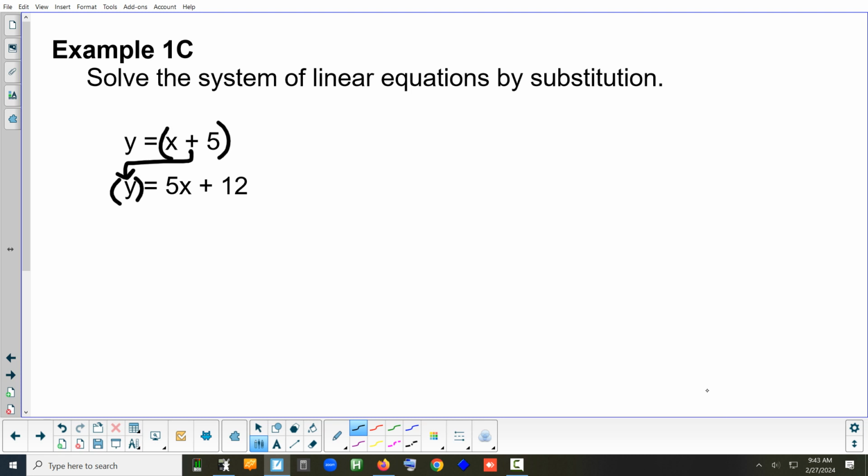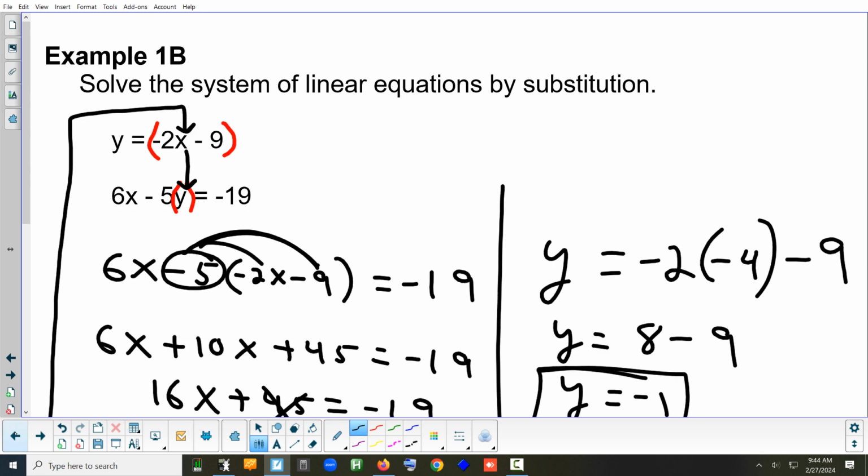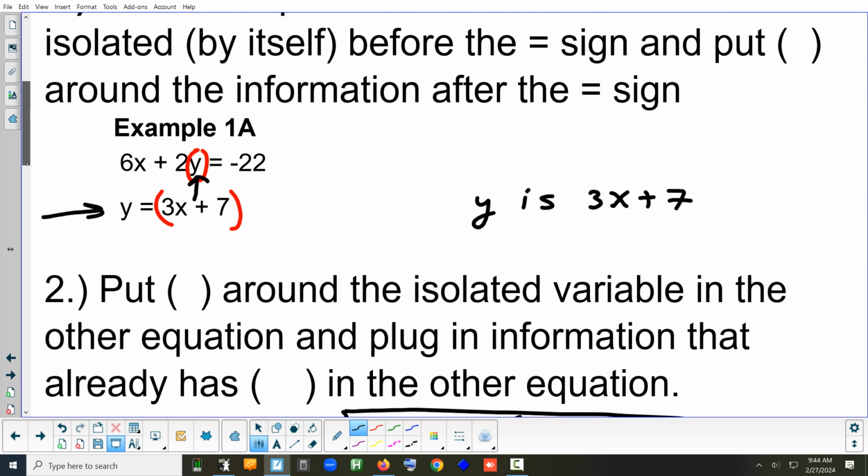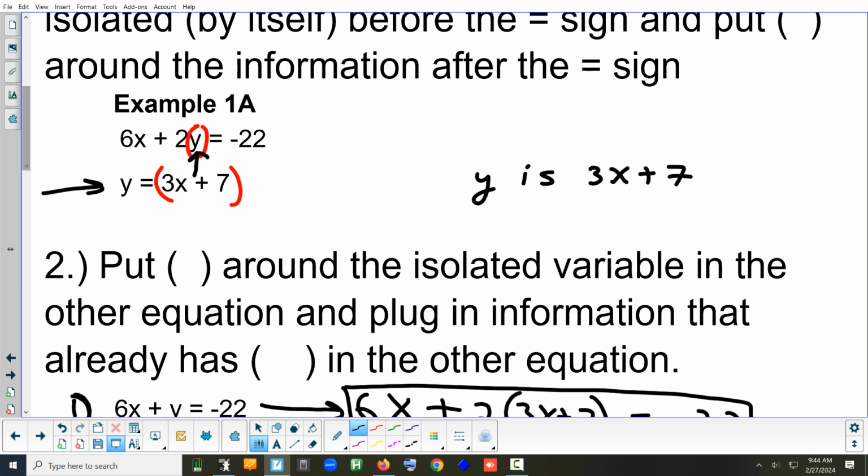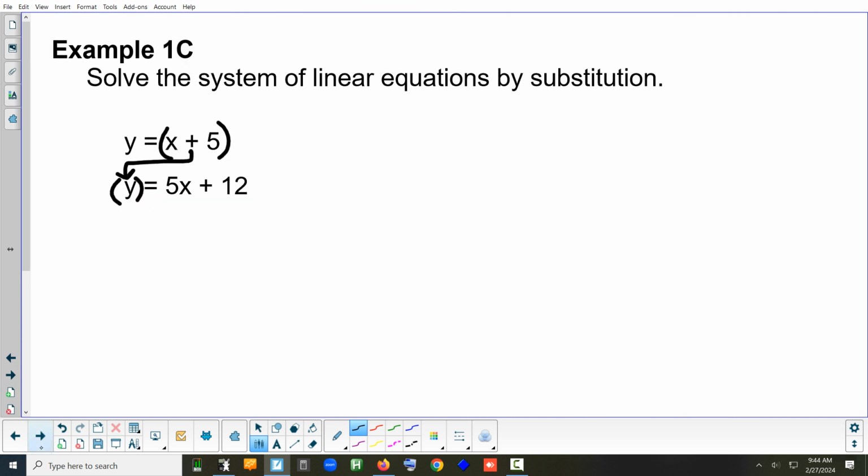Okay, so this one's a little different because both equations have a letter by itself. This one, only the top one did, and then this one, only the bottom one did. When you have two equations that both have a letter by itself, just put parentheses after the information that comes to the right of the equal sign. Take that information and plug it in for the letter that was by itself in the top. That's how you do it.